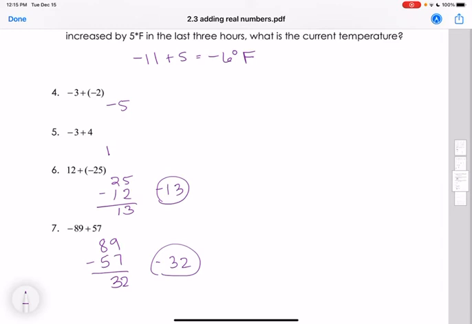And you'd be in the hole $13. Next, I have negative 89 plus 57. That one also ends up being negative, right? Because that negative is way bigger than the positive.